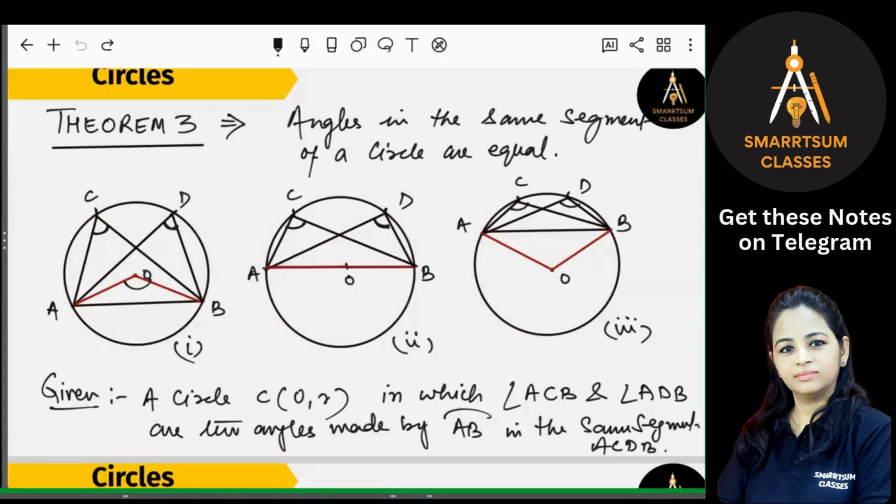So I hope you have understood how to prove this theorem in all the three cases, when our arcs have different lengths, right? So we have proved that angles which are in the same segment are always equal in measurement. Yes, tell me.